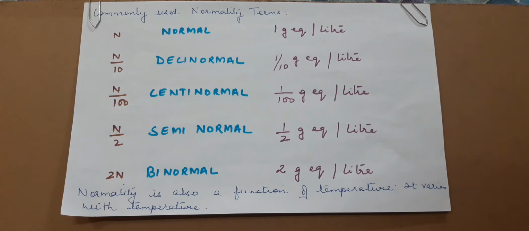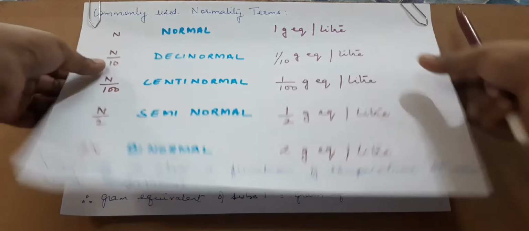And here also it is important to understand that normality is also a function of temperature, because over here also we have to understand that it's a volume component. So volume changes with temperature, therefore normality will also change with temperature. Okay, so these are the different terms that you have in terms of normality.